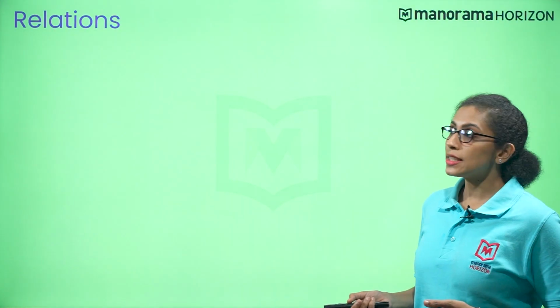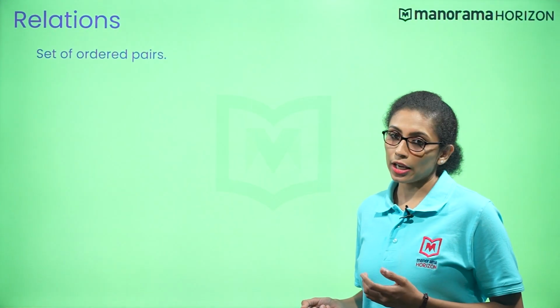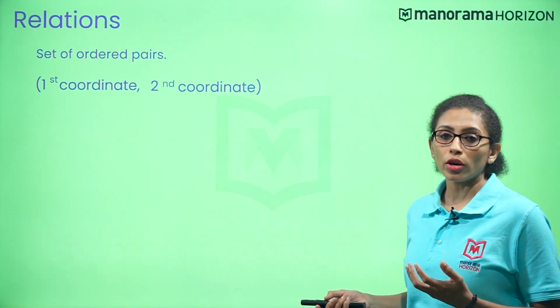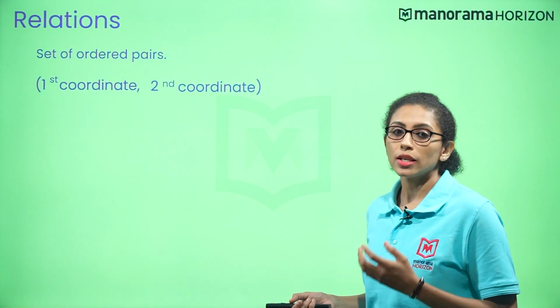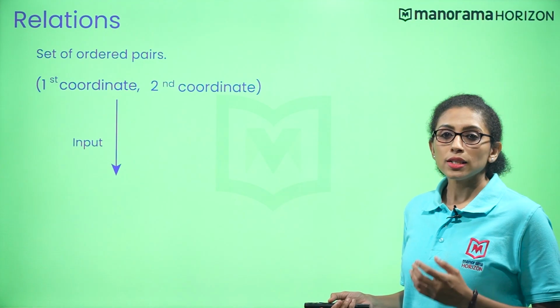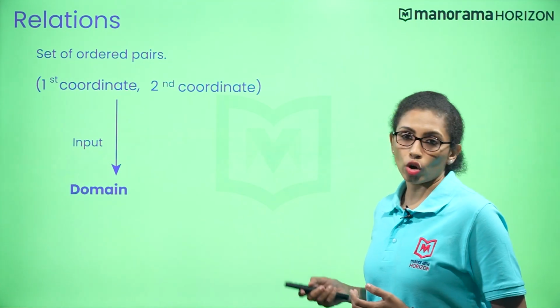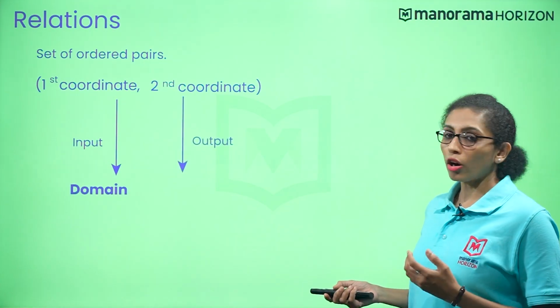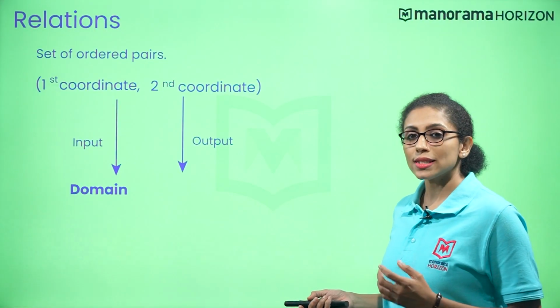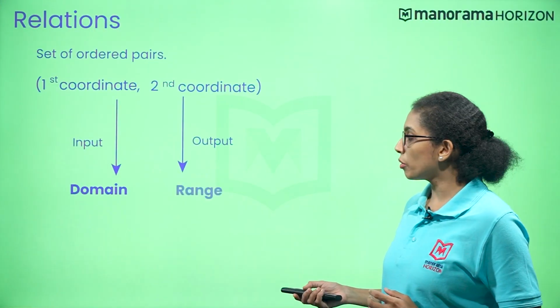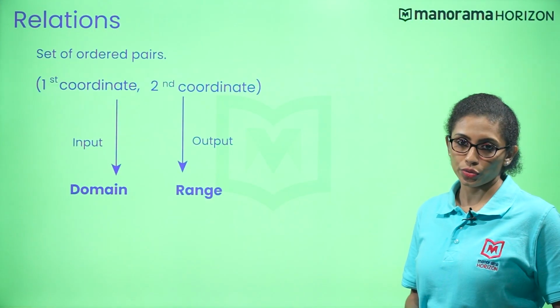Relations are a set of ordered pairs in which the first coordinates are thought of as inputs and come from a set called domain. The second coordinates are considered as outputs and they come from a set called range.